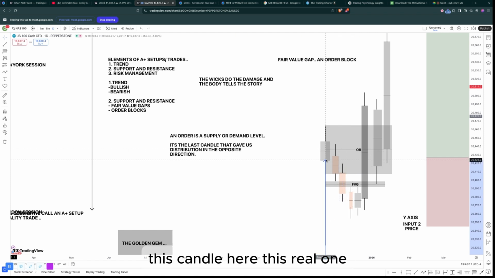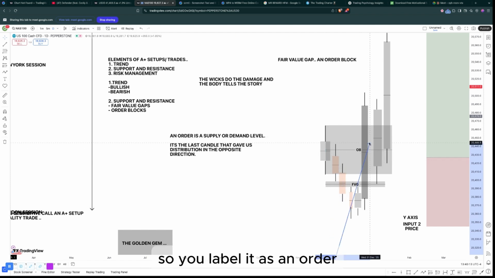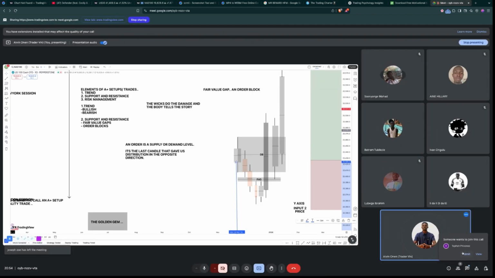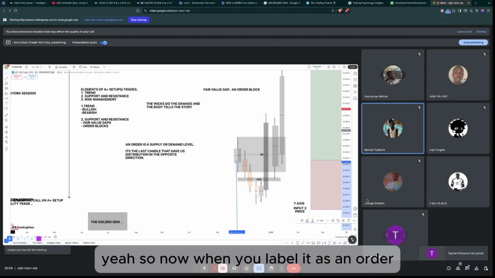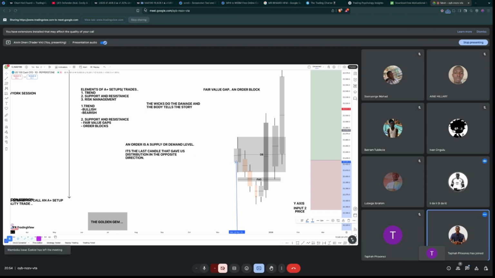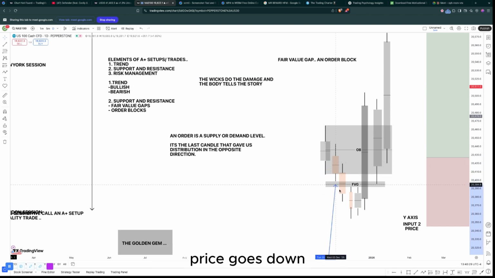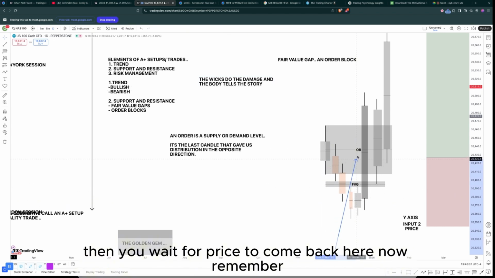This candle here, this gray one. So you label it as an order block. Alright. You understand, right? Yeah, so now when you label it as an order block, you want to wait for what? Price goes down, then you wait for price to come back here.